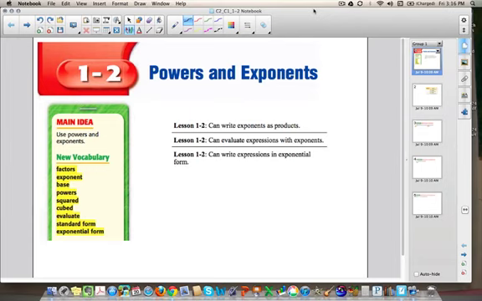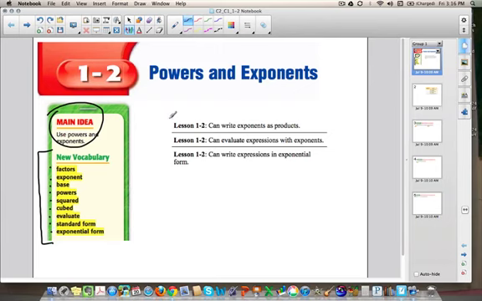Lesson 1-2, Powers and Exponents. The main idea of this lesson is to be able to use powers and exponents. Here's a list of the new vocabulary for this section. Factors, exponent, base, powers, squared, cubed, evaluate, standard form, and exponential form.